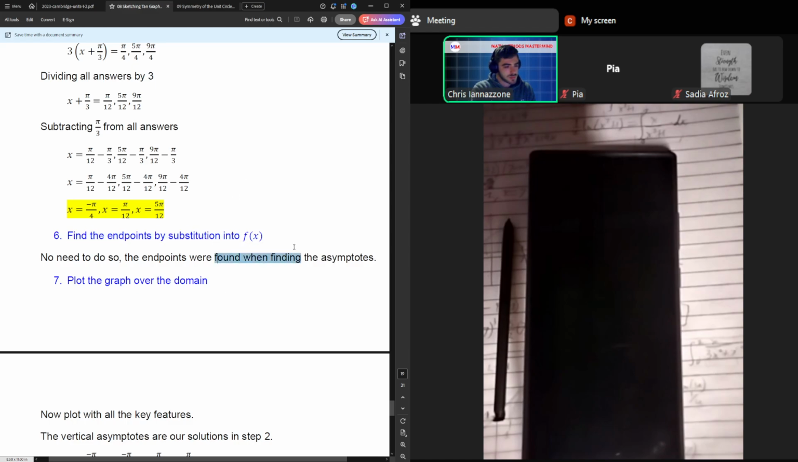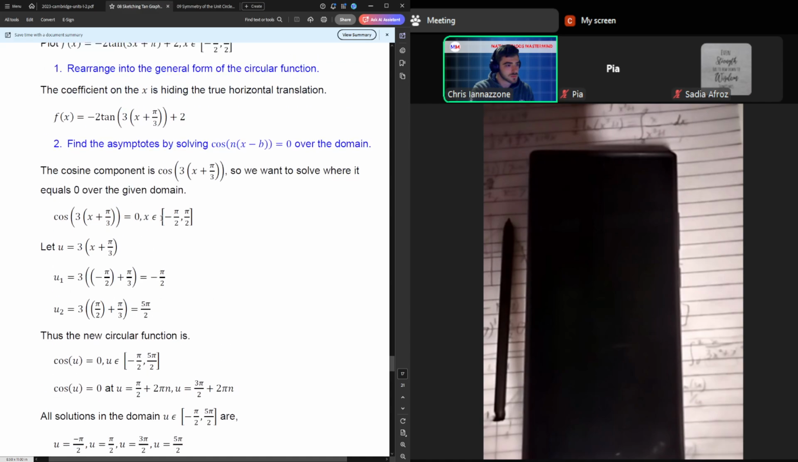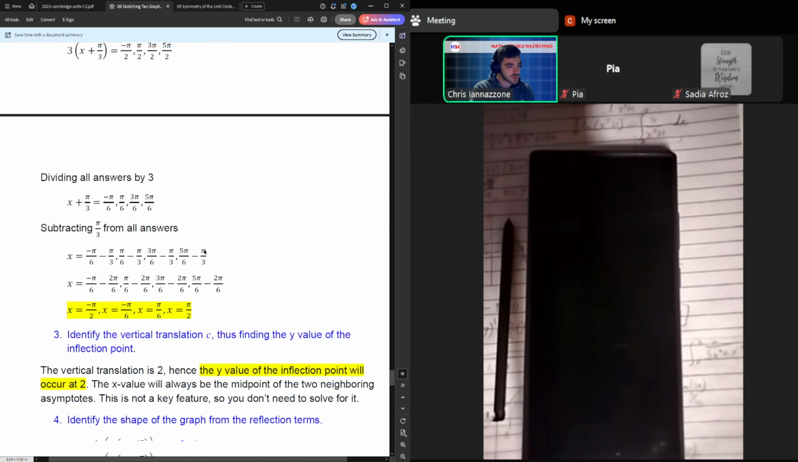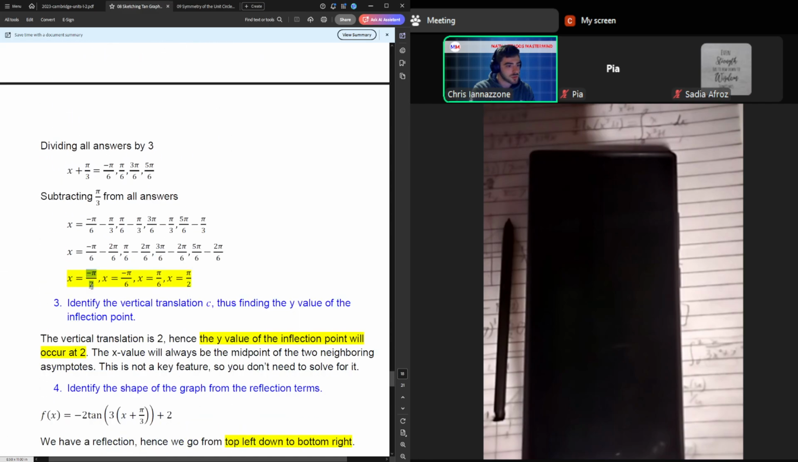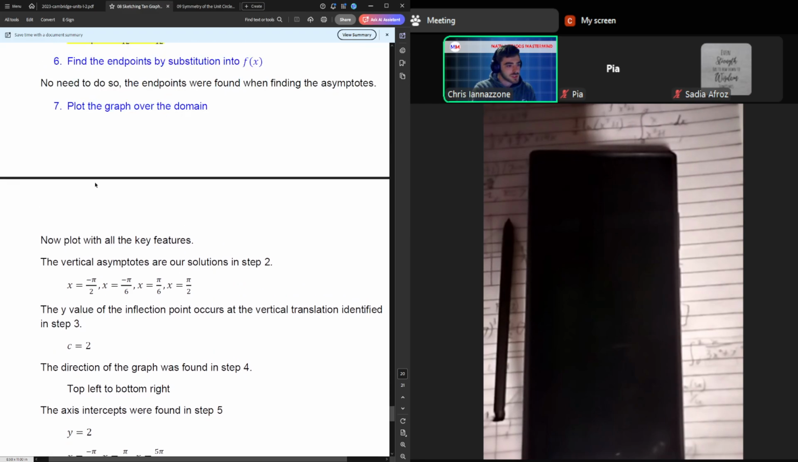Endpoints if we need them. So in this case, again, endpoints were found in the asymptotes section. So we wanted to sketch from minus pi over 2 to pi over 2, and as it turns out, those were asymptotes. So we kind of already have those endpoints there. So we got those. Now we just plot.